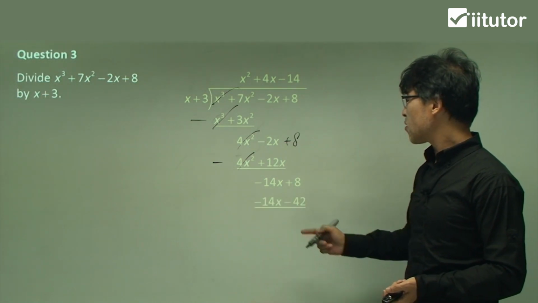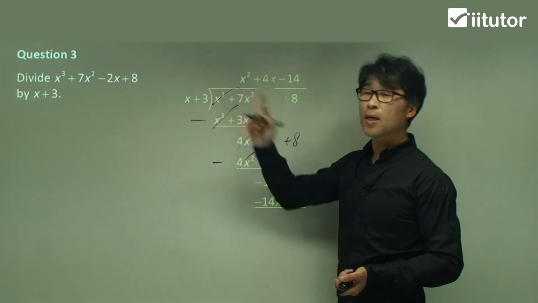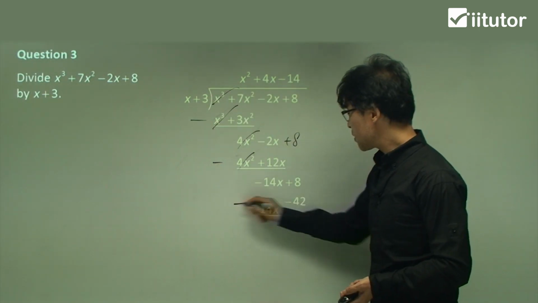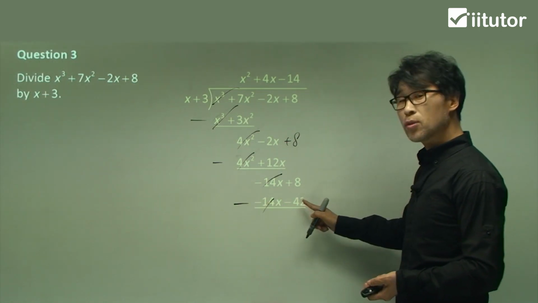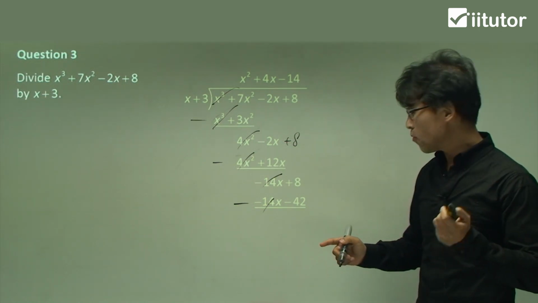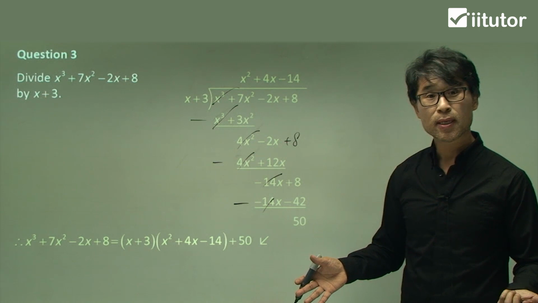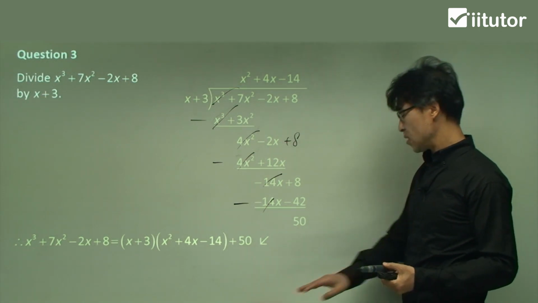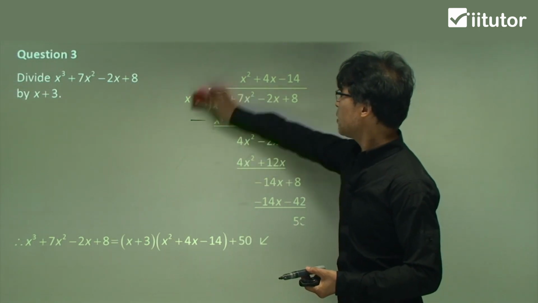It will be negative 14x minus 42. So 42 is coming from 14 times 3. Again, subtract them. They disappeared. 8 minus negative 42, which is the same as 8 plus 42. What do you think? 50. Write the result. That's what we want. Okay, it's not really hard at all. So that was question 3.